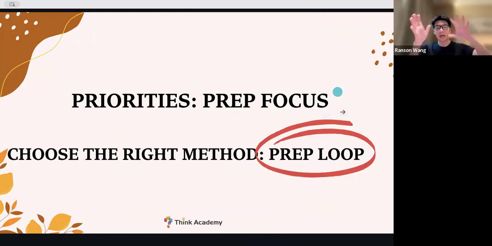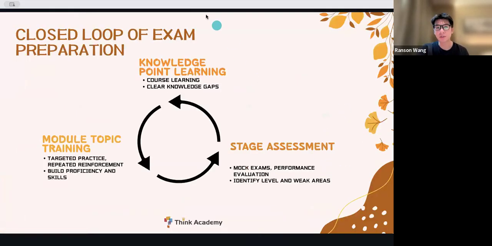We have to form a great and comprehensive prep loop, or preparation loop. So what is a good preparation loop here? I can demonstrate it for you guys. First of all, of course, everything starts with learning. So you have to have knowledge point learning, either through course learning or by learning by yourself. You have to clear any knowledge gap in between. This is definitely the first step.